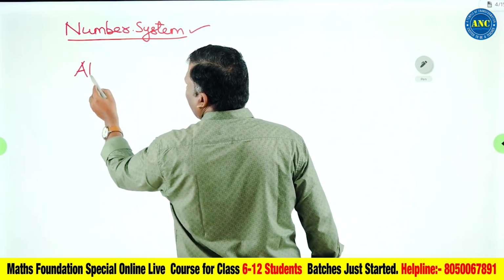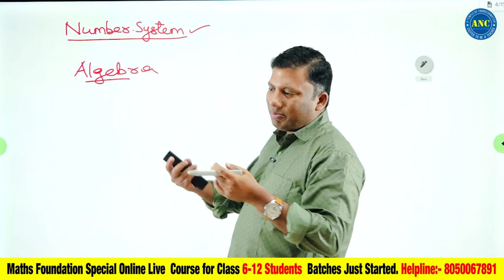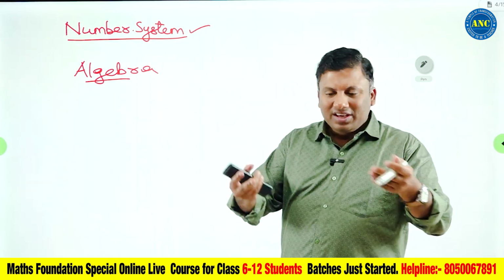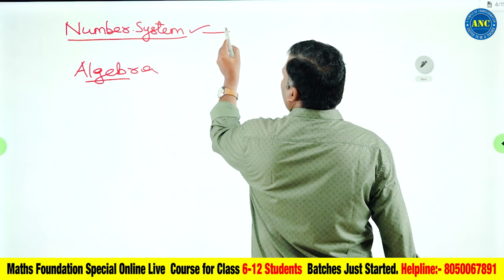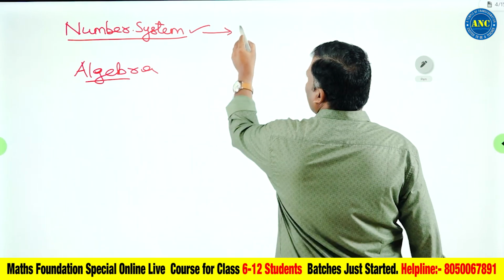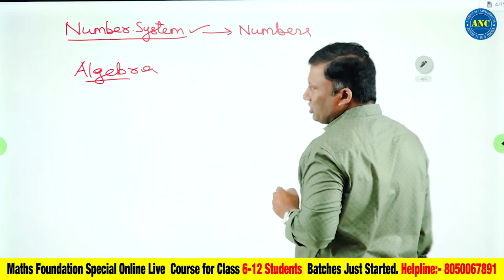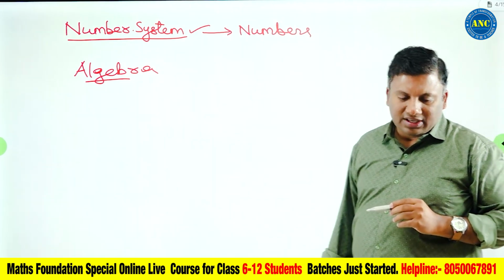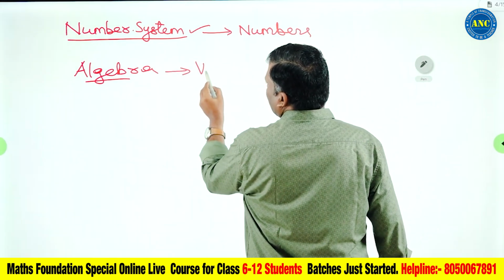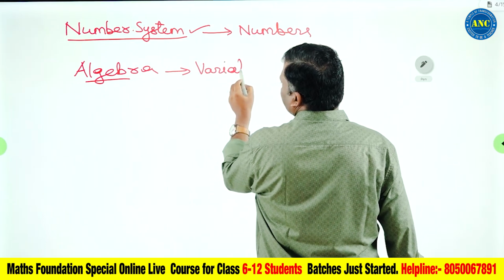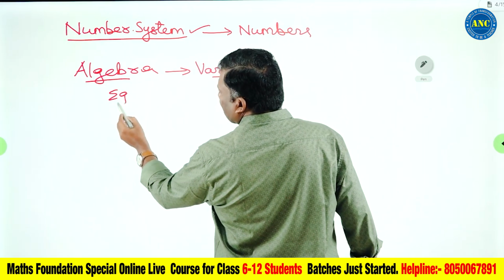Anywhere you see variables, what are variables? All alphabets: A, B, C, X, Y, Z. That is called algebra. Please write down. Number system is representation using numbers. What is algebra? Representation using variables. In algebra, we will use alphabets.